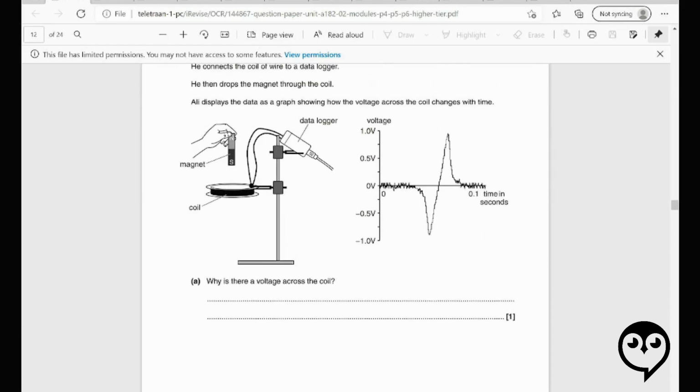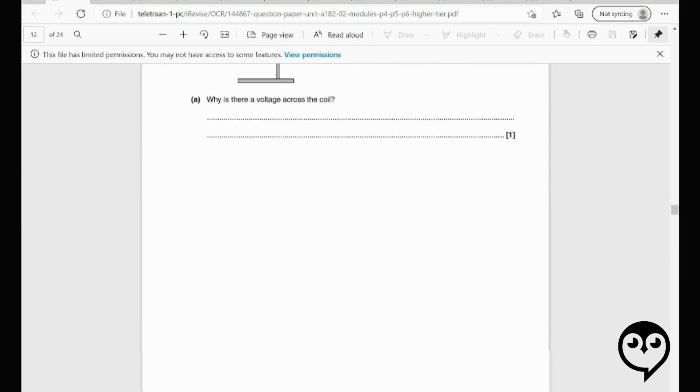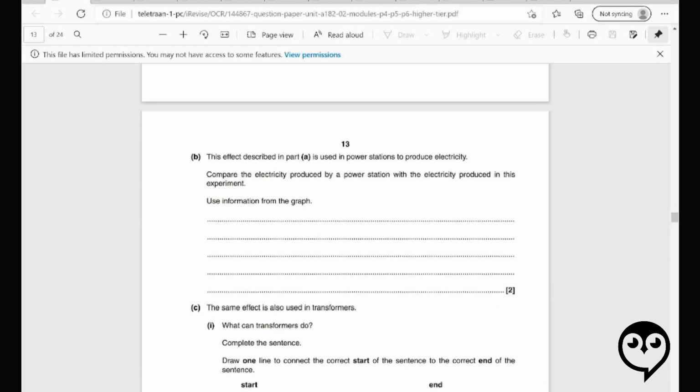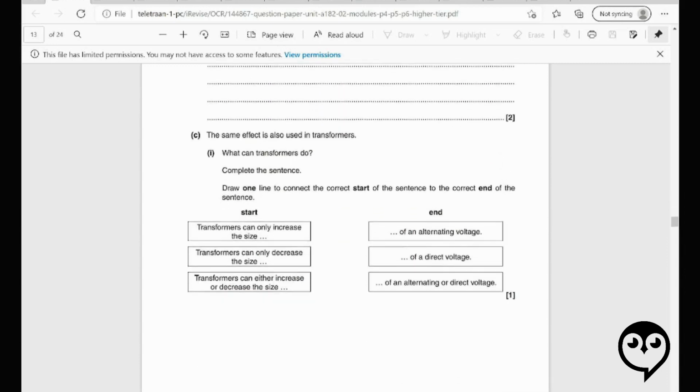We can't even have the magnet dropping through one big large coil, because it'll just be one low bit and one high bit. We need this to be happening continually, so usually we've got some coil rotating in a magnetic field. What other information from the graph? Well, we'd want this to go on for a lot longer.